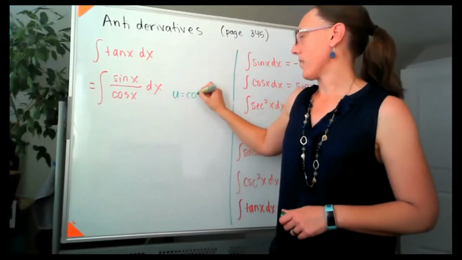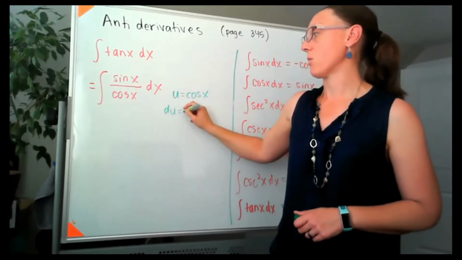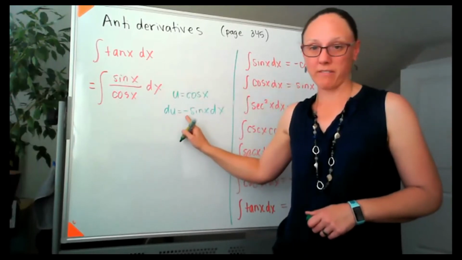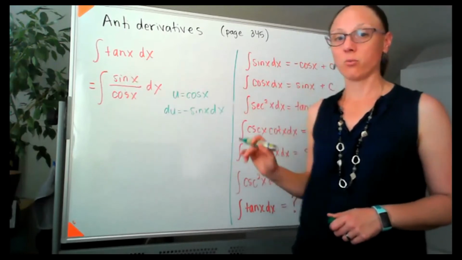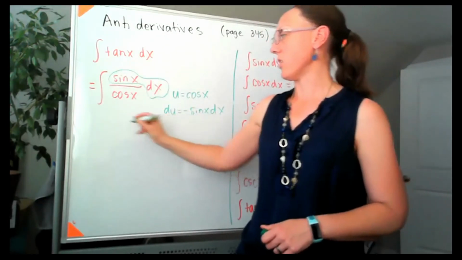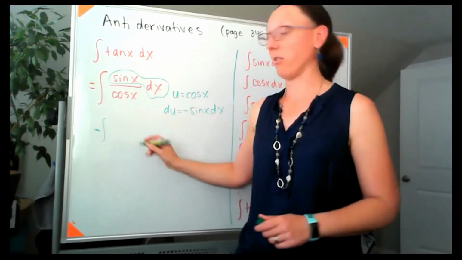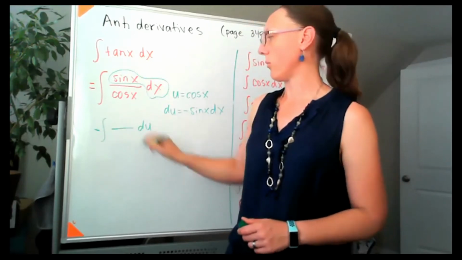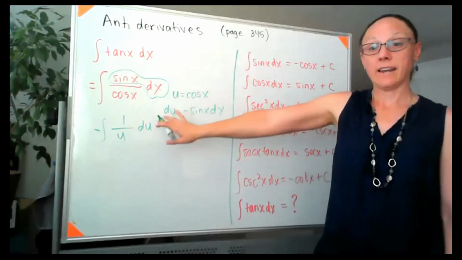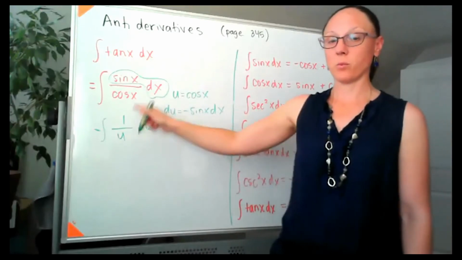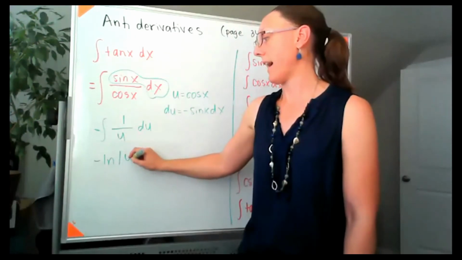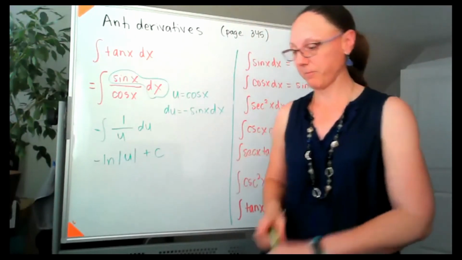If u is equal to cosine of x, then the derivative of cosine is negative sine of x, which I almost have, I just don't have that minus sign, which means that I can rewrite this, swapping out the sine of x dx for a negative du, or I can put my negative out in front, du, and cosine becomes u. Now I can think about whose derivative is equal to 1 over u. Well, that's natural log. So I'm looking at natural log absolute value of u plus a constant.